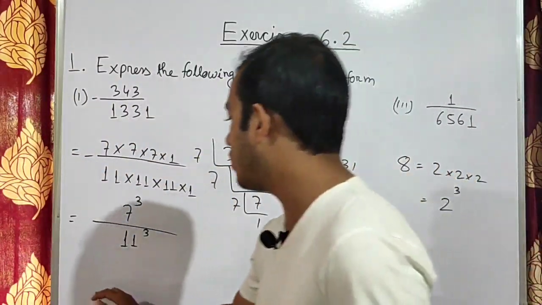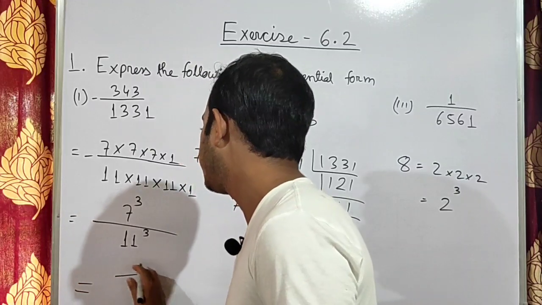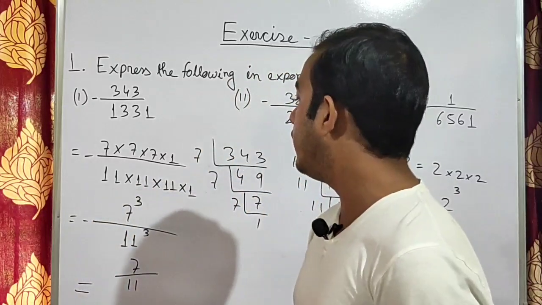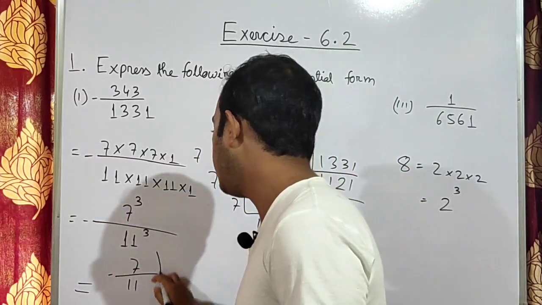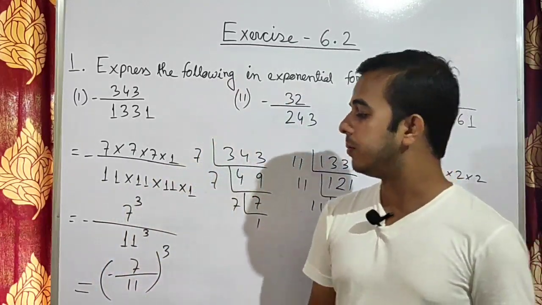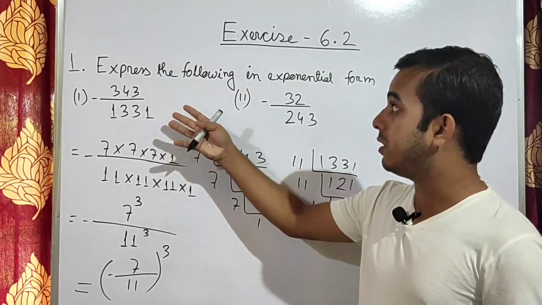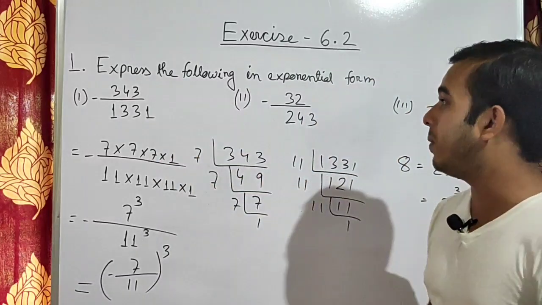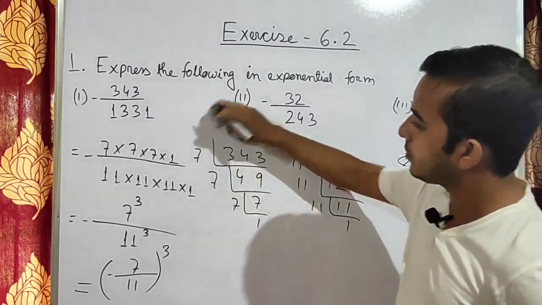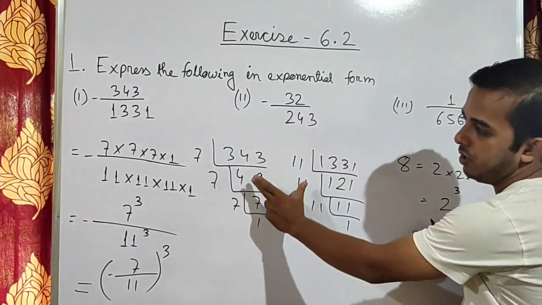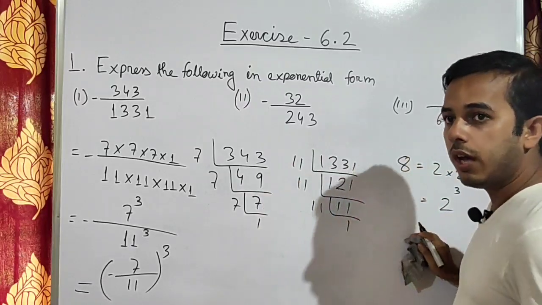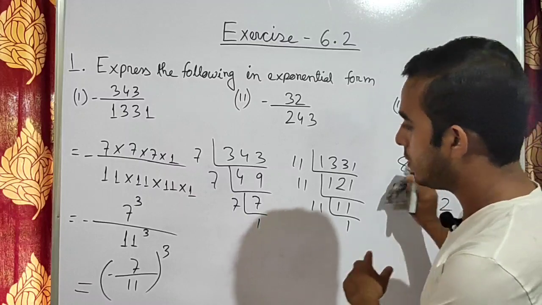Now can we write this one like this? 7 by 11, with one negative sign, right? Minus 7 by 11, whole cubed. Here we are taking the power common. Clear? Very good. So this is how we can express any rational number in exponential form. So now let's try this one. You have to find the factors and do this on the right side of your copy. Okay, you have to do this.